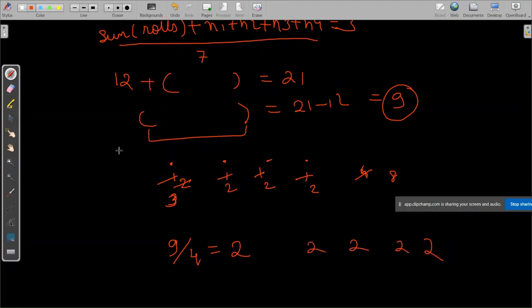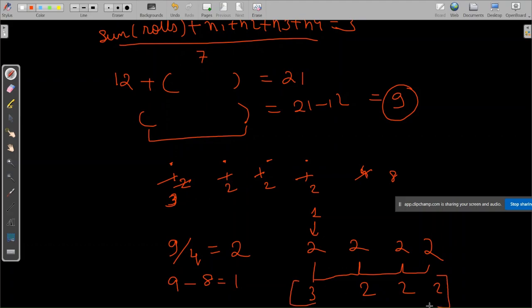This is similar to distributing toffees to n persons. Suppose these are my toffees and these are my children and I need to distribute them. Now how many extra toffees do I have left? I have given 2, 2, 2, 2, that means 8 I have given. The extra toffees are 1. So I can give it to the first child. That means my answer will be 3, 2, 2, 2. This is one of my answers.